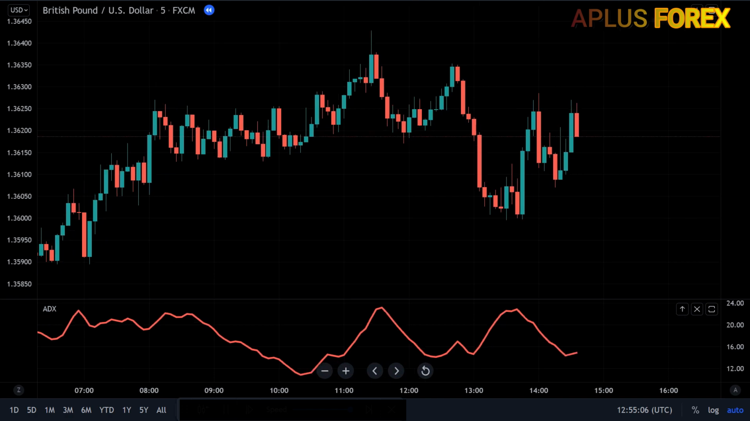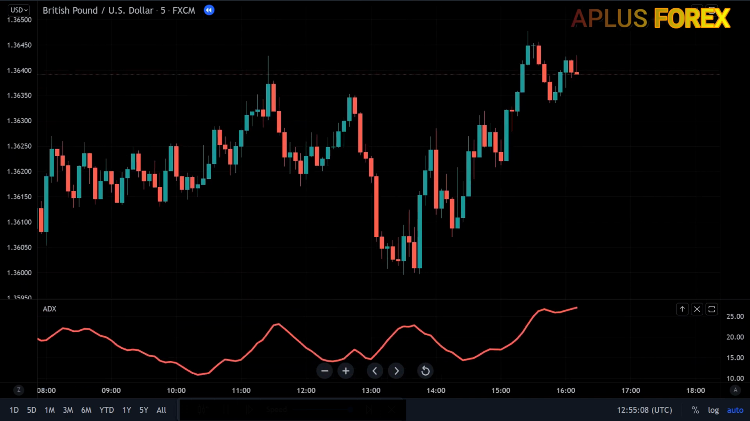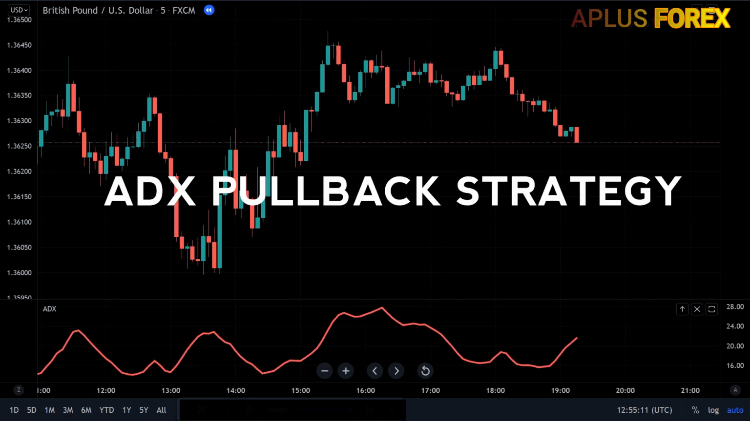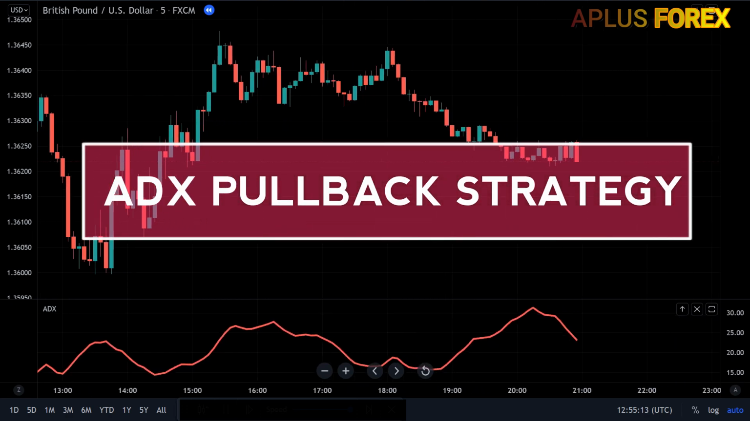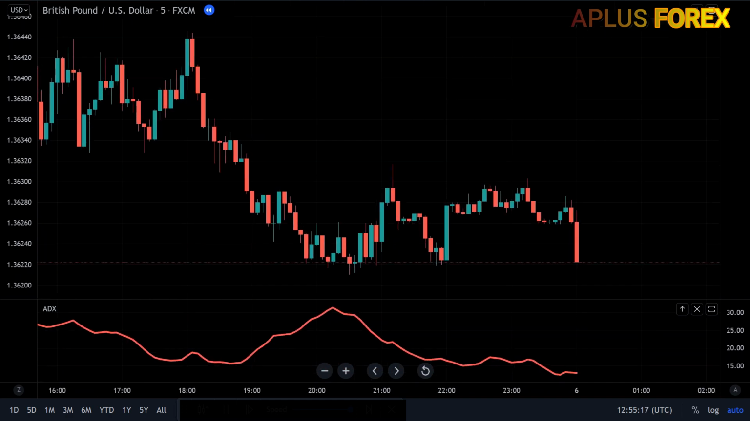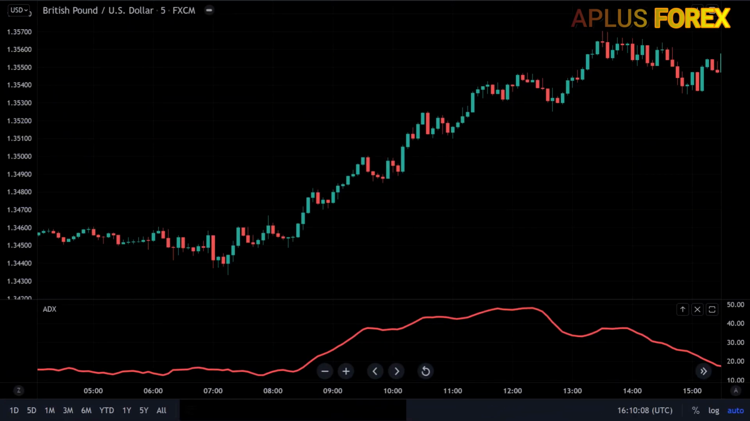Read price first and then read the ADX indicator in the context of what price is doing. Our first strategy with the ADX will be the pullback ADX trading strategy. We take trades on a pullback when the ADX is showing strong trend momentum. For example, on the chart below, we can see the ADX is above 25 and this shows the momentum is high on the uptrend because the market is making higher highs and higher lows.